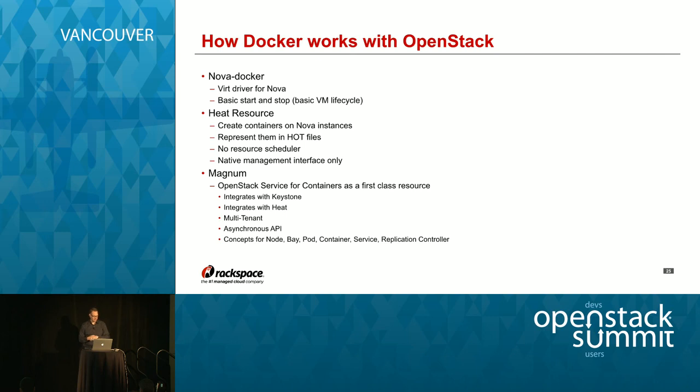Then there's Magnum. Magnum is for cloud operators who want to offer containers as a service, and it's integrated with Keystone so that you use the same authentication credentials that you use to create cloud resources like Nova instances and Cinder volumes and storage volumes. You also use to create containers.